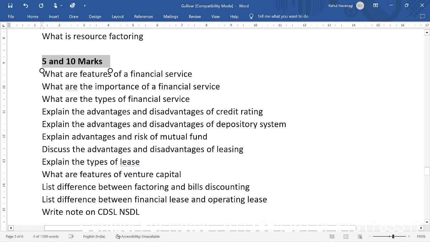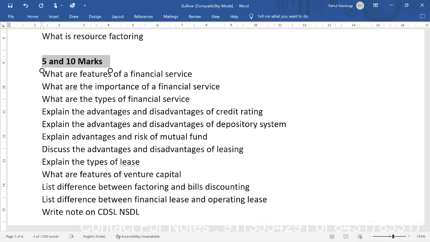For 5 and 10 marks, what are features of financial services? What is the importance of financial service? What are the types of financial service? Explain advantages and disadvantages of credit rating. Explain advantages and disadvantages of depository system.